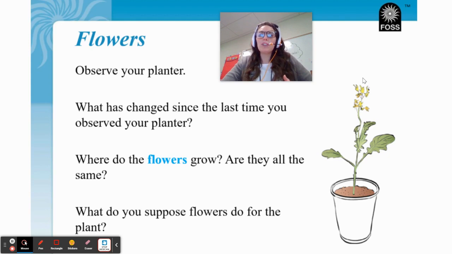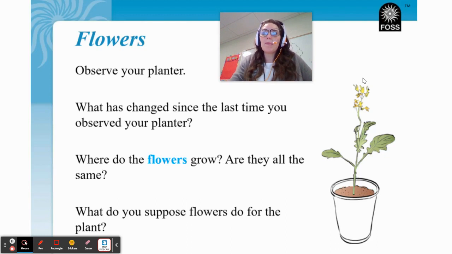So think about first what has changed since the last time you observed your plant. The last time we observed our brassica was on Monday. So think about how much it has grown. Are there more leaves? Are you seeing true leaves instead of just the first leaves?